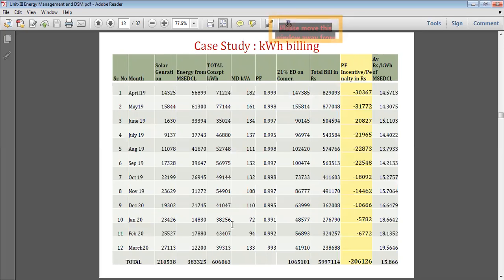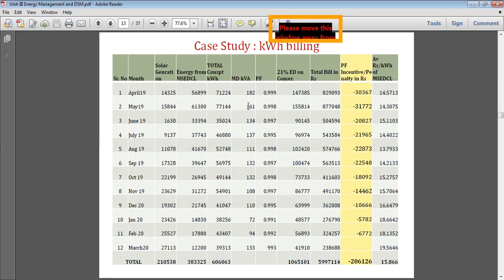Now this is the case study that is based on kVAh billing. In April, because the college has a solar plant also, this is the solar generation. It is the energy taken from MSEDCL, so it is the power from MSEDCL. It is the total consumption, whatever power is generated inside the campus, that is the solar plant, plus power taken from MSEDCL. So this is the total consumption in the campus. Maximum demand occurs in different months. Power factor is maintained by the APFC and fixed capacitor.